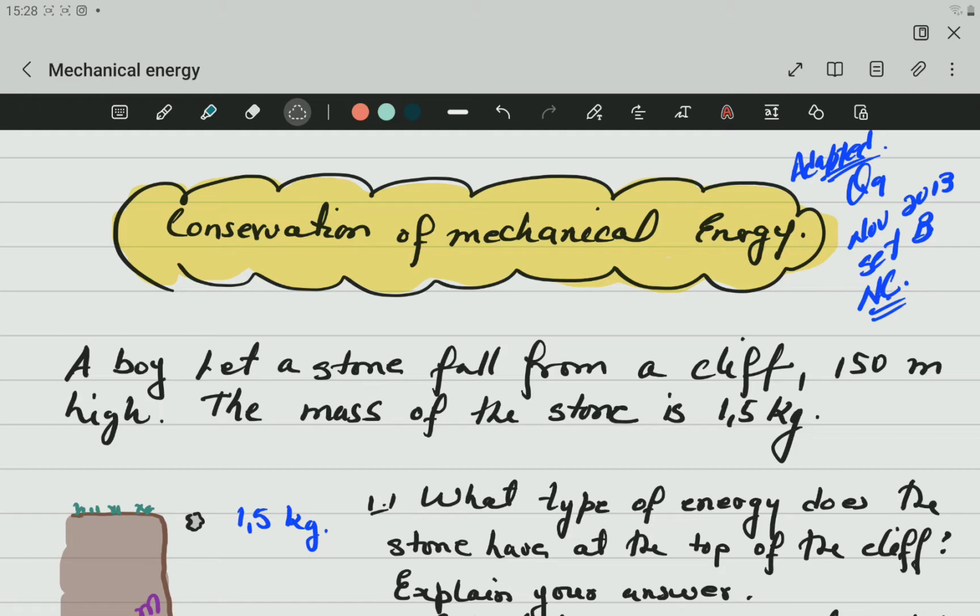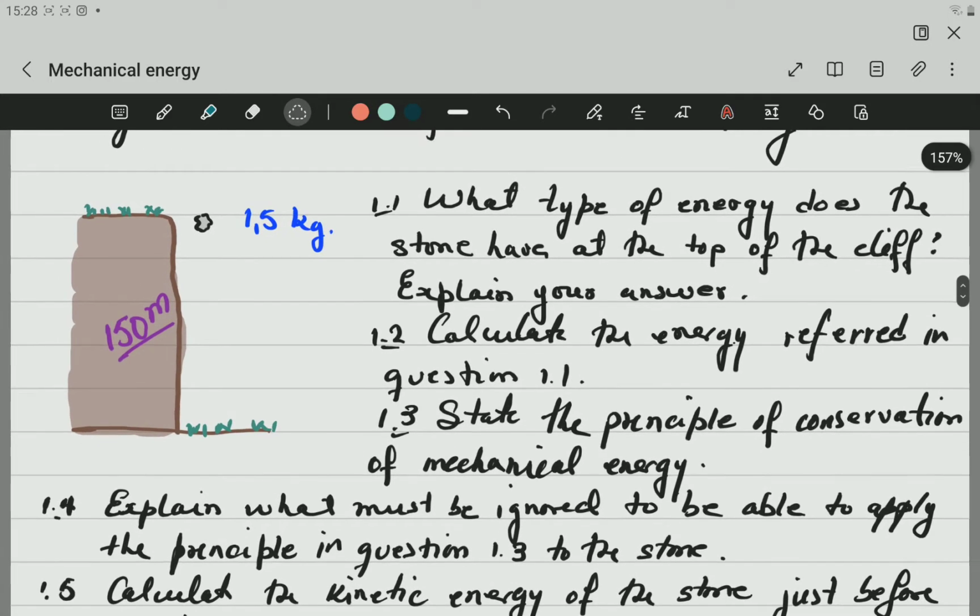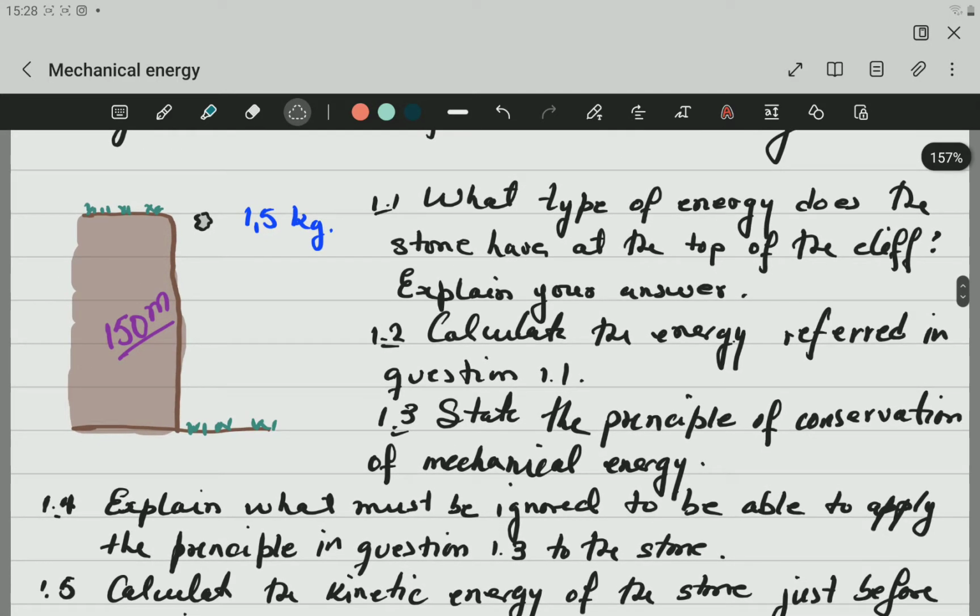Now this question says a boy lets a stone fall from a cliff 150 meters high. The mass of the stone is 1.5 kilograms. And here you can see the cliff with the stone, and the stone is falling. This stone is moving. So let's draw an arrow here down and let's write moving. Okay, the stone is moving now. It's falling down.